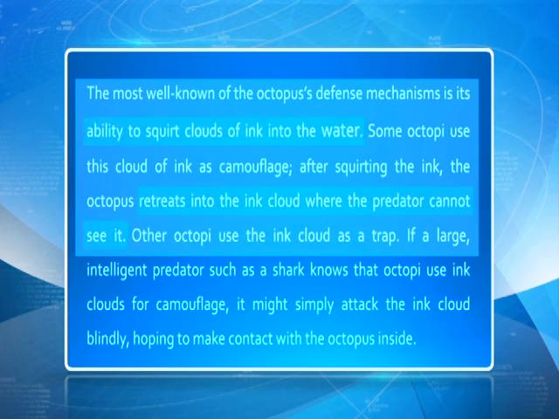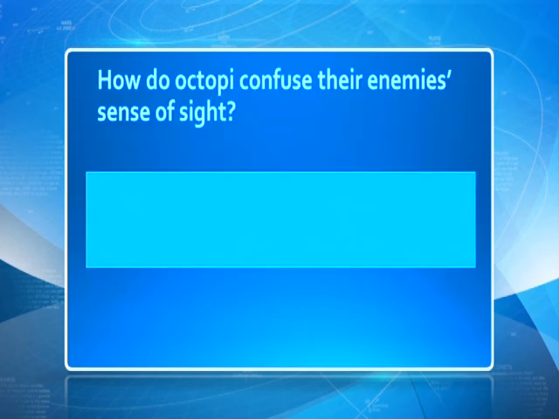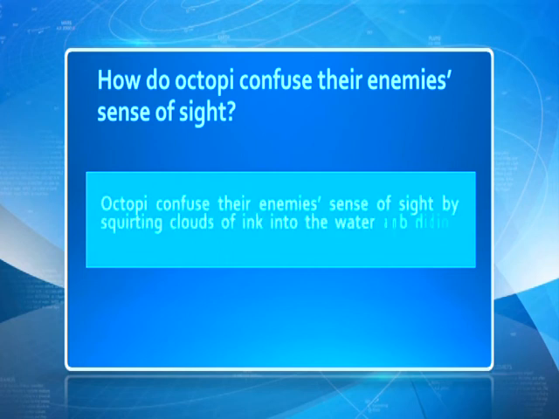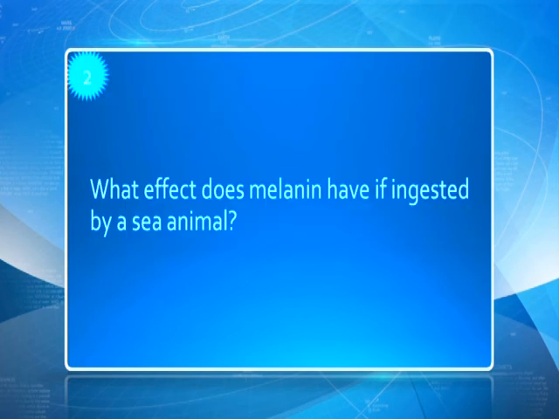And this is to block or to camouflage the sight of the enemy. So let's read it. It retreats into the ink cloud where the predator cannot see it. So how do octopi confuse their enemies? A sense of sight. It's by squirting clouds of ink into the water and hiding inside it.